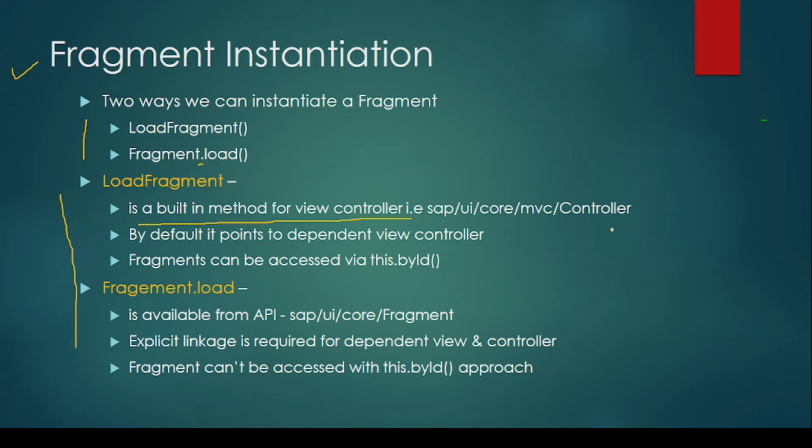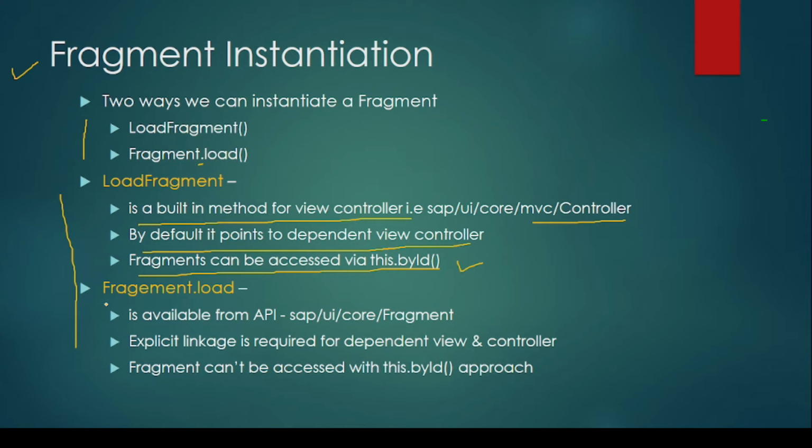This method is available because you are using this controller in your view. That's the reason it by default points to the view controller. You don't need to explicitly mention which will be the controller for your fragment. By default, it's the view controller because we are using an available method of the view controller. The third one is that the fragment can be accessed via this.byId, like any view elements. So once we embed the fragment, fragment elements can also be accessed with the same approach, this.byId.